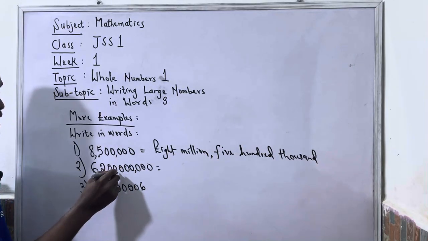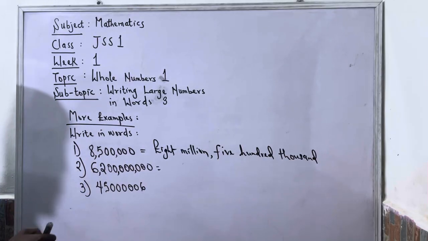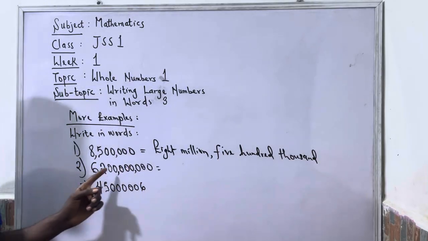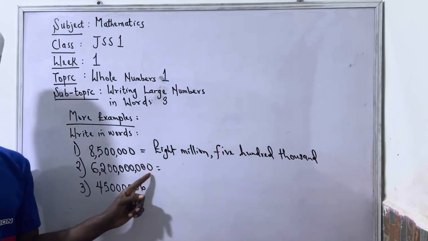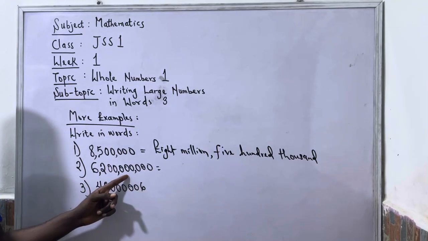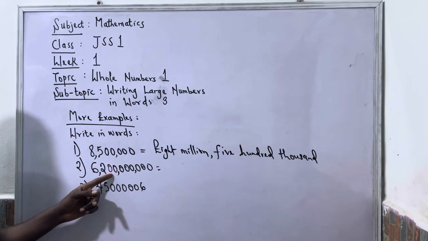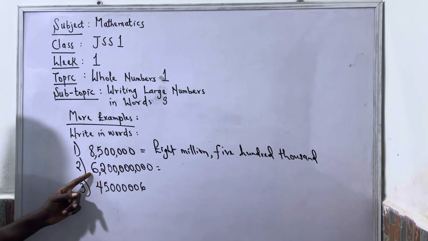1, 2, 3, I will have comma or space. To know which family is the highest, you have to start from the back. So this is the unit family, followed by the thousand family. Next is the million family, and the next is the billion family.